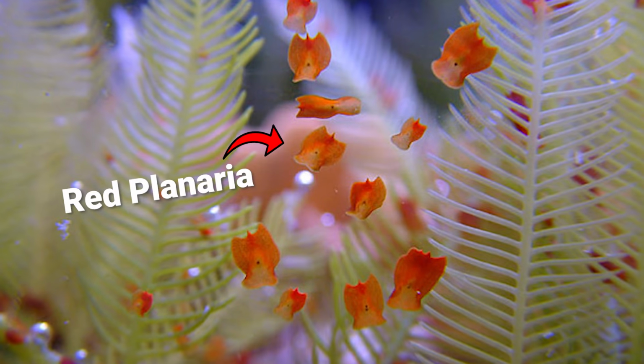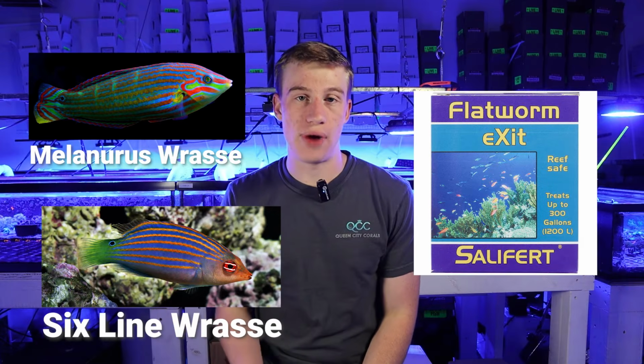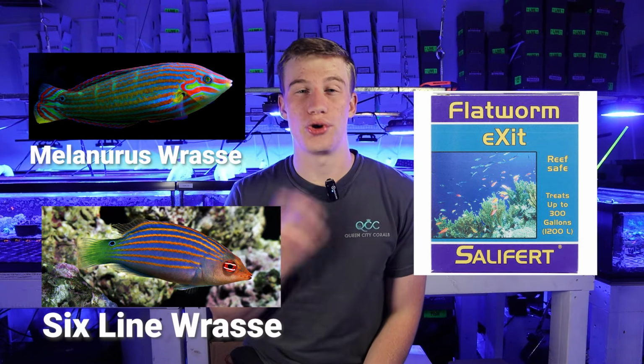If you look at them on your glass, they'll look kind of like a little rocket ship and are typically just more of an irritant when they get into a large number, but they don't really end up eating your corals or anything. They just irritate them by covering them and being very numerous. The best way to remove these is through a product like Flatworm Exit, or through manually removing them or adding some sort of predator like a Melanurus or six-line wrasse, so that way they don't get to the level where they start to irritate and annoy your corals.